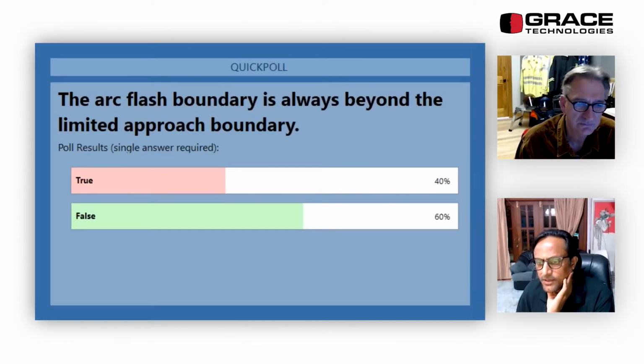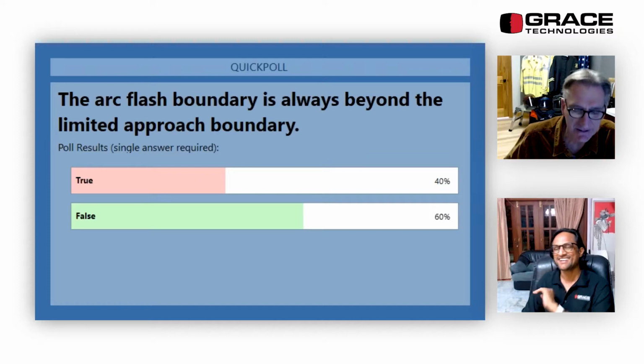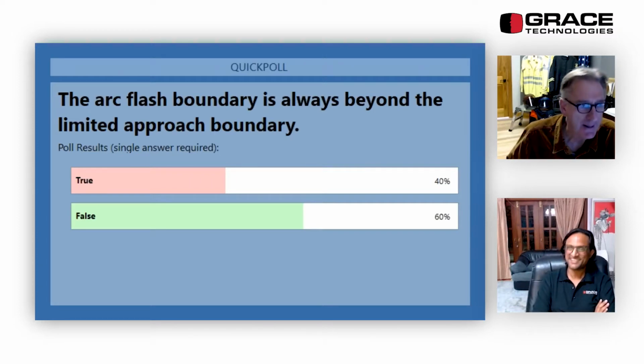Okay, so 40% said, to the question "The arc flash boundary is always beyond the limited approach boundary," with answers true or false, 40% said it's true and 60% said it's false. Charlie, you want to go and explain what's the correct answer and why it is so? Yes, the correct answer is false.